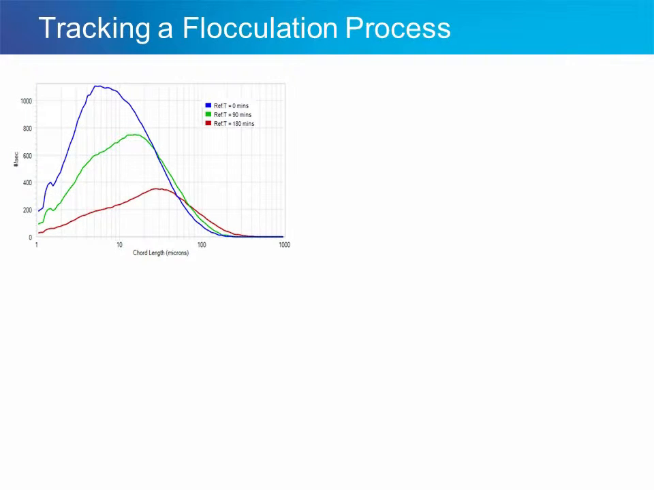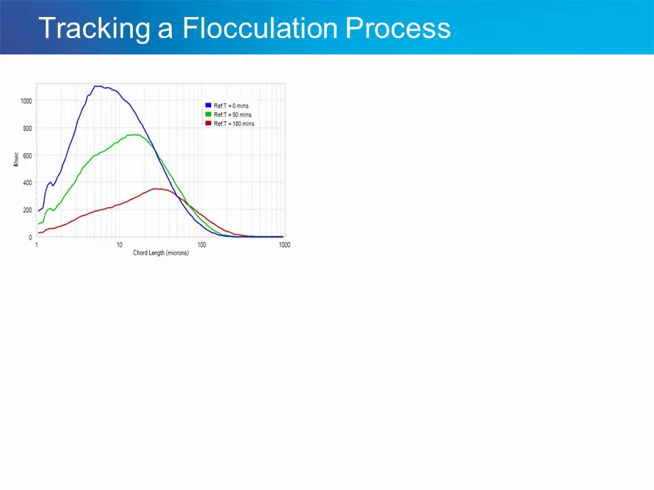If we look at the distributions that I'm showing here, these are simply 3 chord length distributions measured at 3 points in our process. On the x-axis is this chord length, related to the particle dimension or the particle size, and on the y-axis is the particle count. So really these chord length distributions are sensitive to changes in the particle size or dimension, and they're also sensitive to changes in the particle count.